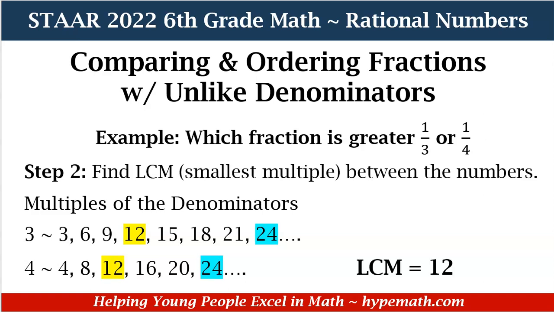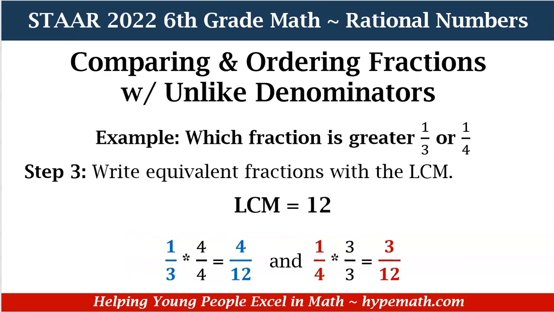So what we need to do is find the smallest multiple between the two numbers. Now, if you notice that we have both 12 and 24 highlighted, however, we are going to choose the smallest multiple, which is 12. So our LCM is equal to 12. Next, we need to write the equivalent fractions with our least common multiple. Again, that is 12.